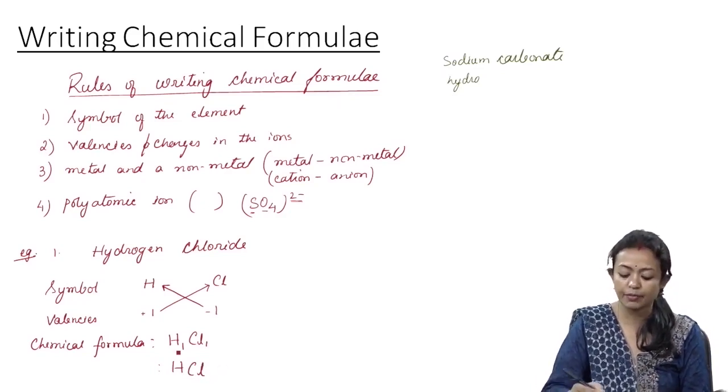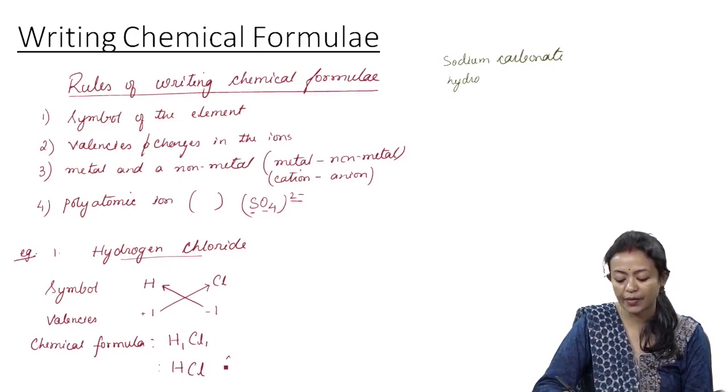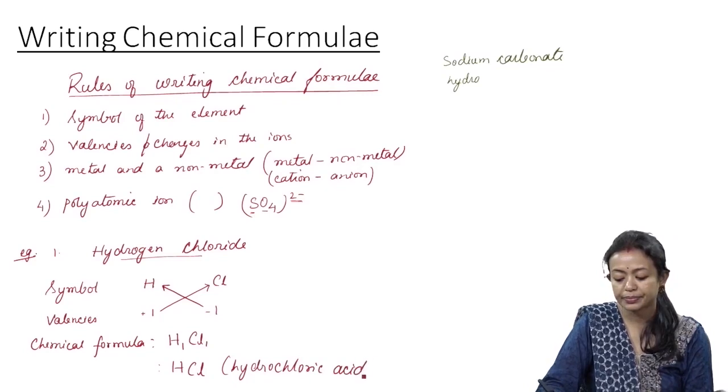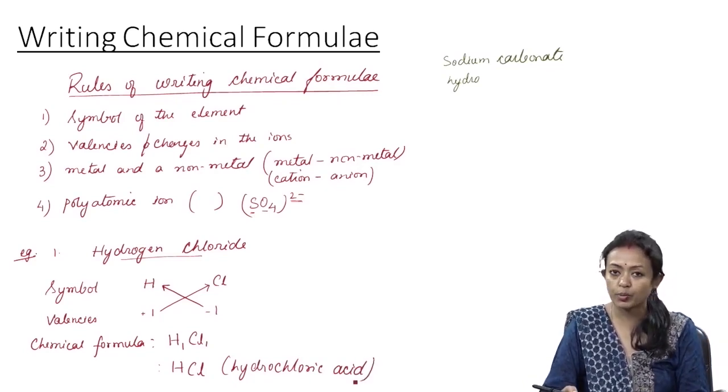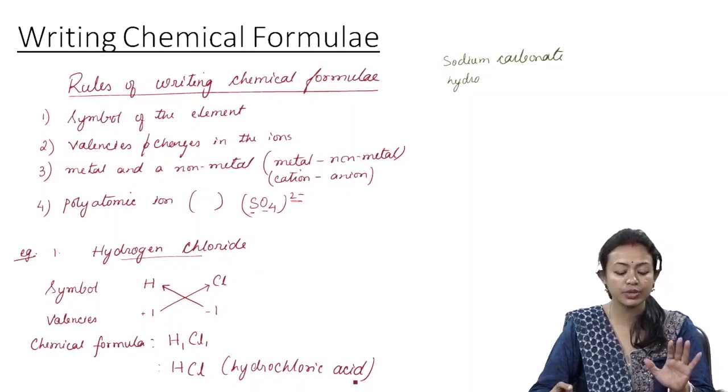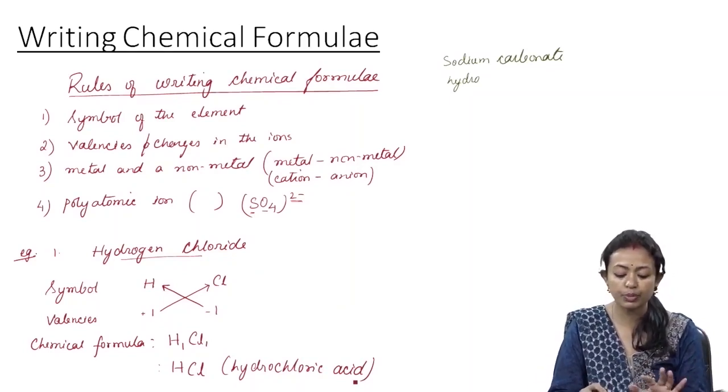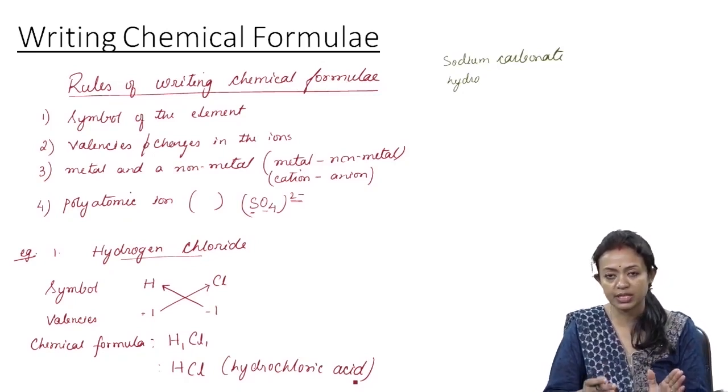So this is the chemical formula of hydrogen chloride. In other words, we also call it hydrochloric acid. Okay, so I hope it is clear to you. First you need to write down the symbols, then put up the valencies, then it is always the metal that would be named first, then the non-metal.